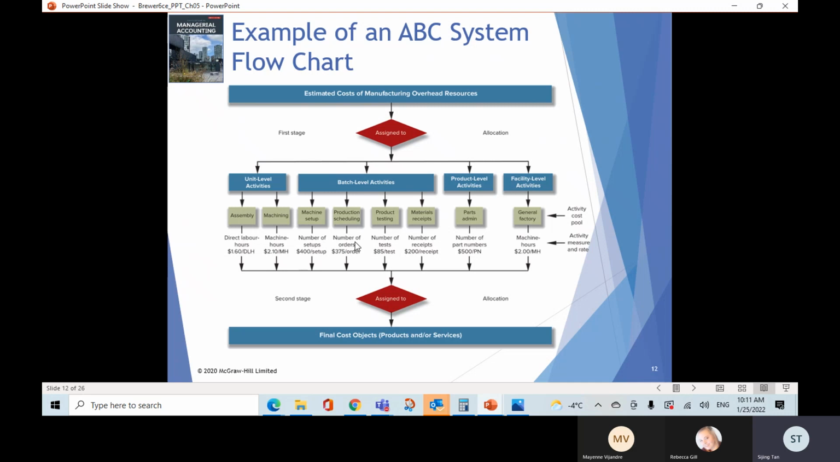When you take a look at stage 1, production scheduling, the rate will be $375 per order. Each order will be charged $375 for production order costs. So that is how this flowchart works.